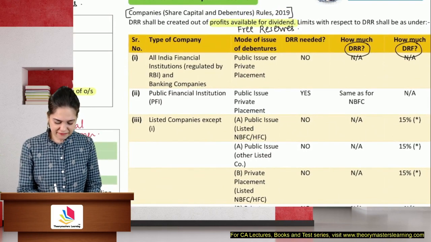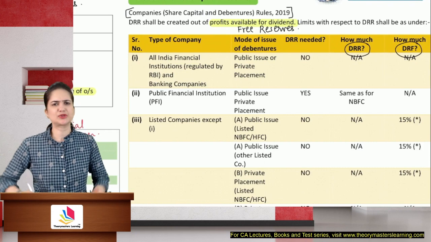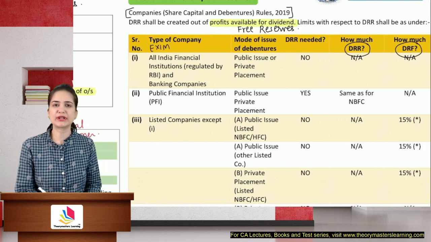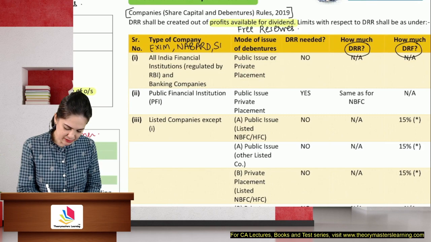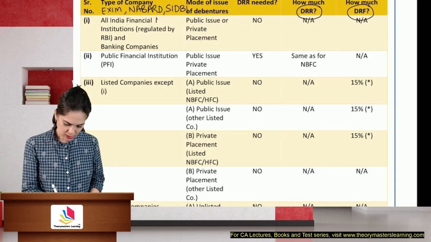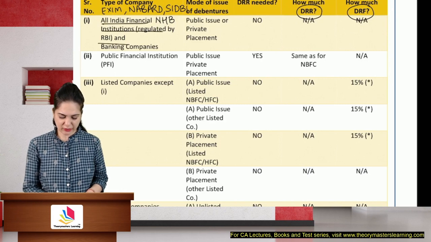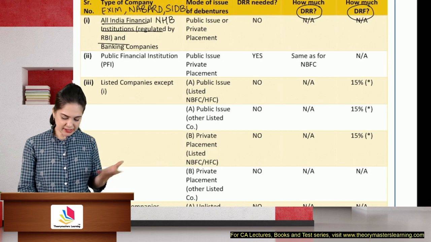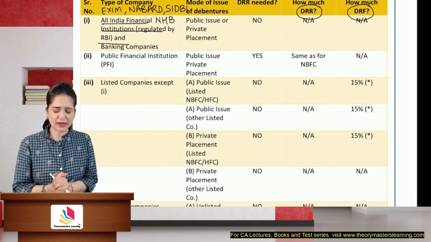All India financial institution. So if you are an all India financial institution, which will include your Exim Bank, that is Export and Import Bank of India, NABARD, SIDBI, NHB, that is National Housing Bank. These are all India financial institutions regulated by RBI. You need not create DRR, because there is very low risk of default. They are all regulated by RBI.